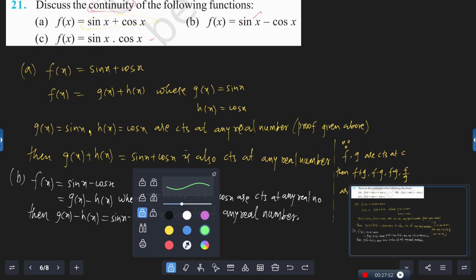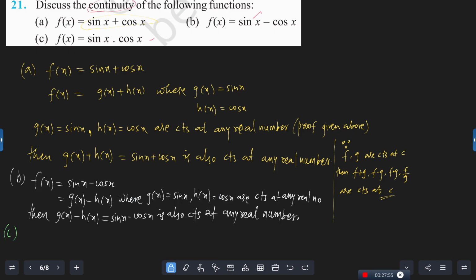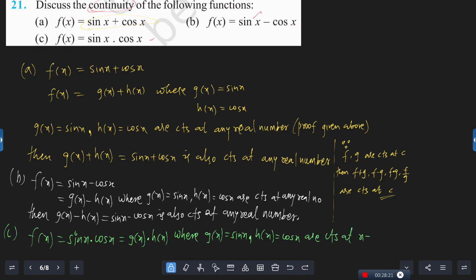Or else I will do. C is what? f(x) is equal to sin x into cos x. This we can write as g(x) into h(x), where g(x) is equal to sin x, comma, h(x) is equal to cos x, are continuous at any real number.